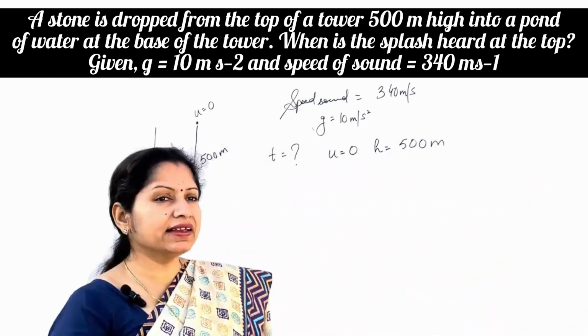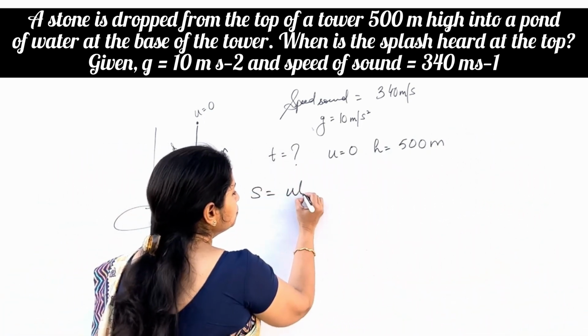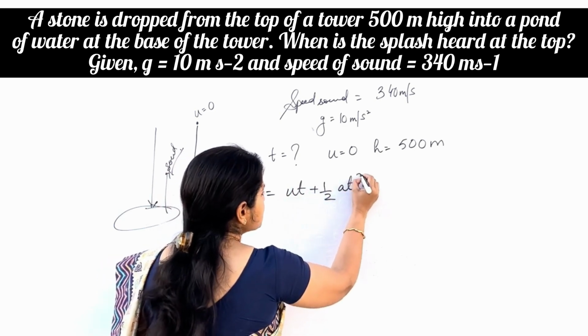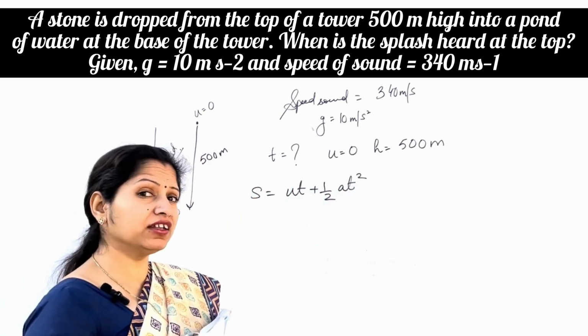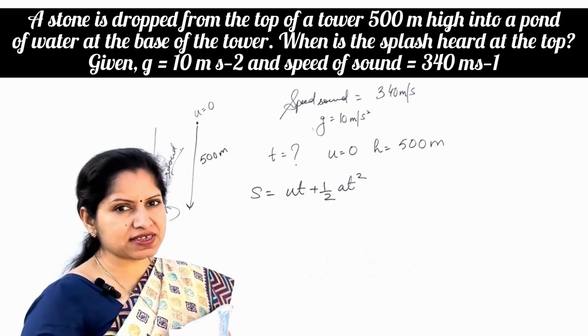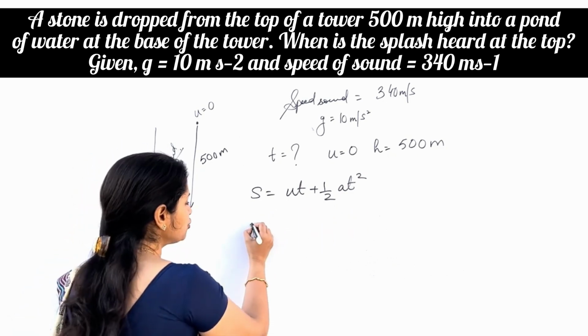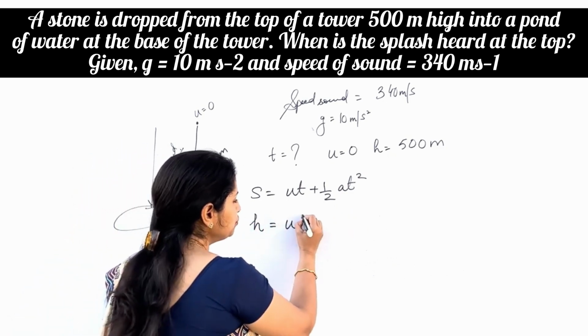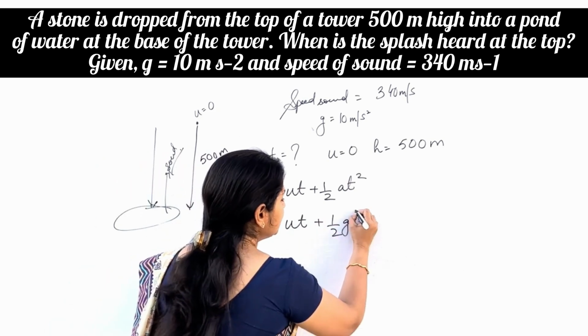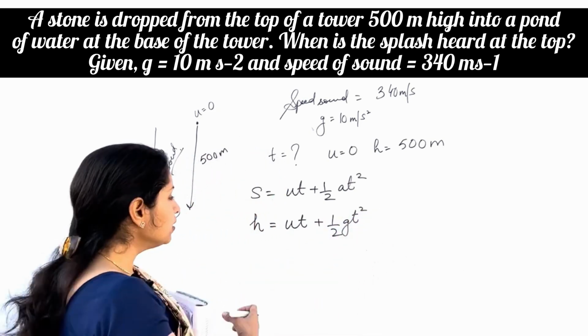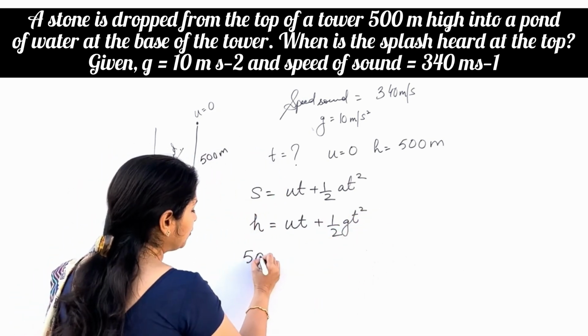So you all know that S is equal to ut plus half at square, the second equation of motion that you have read in the motion chapter. Or in terms of gravitation, we can write H is equal to ut plus half gt square. Now putting the values, H is given 500.